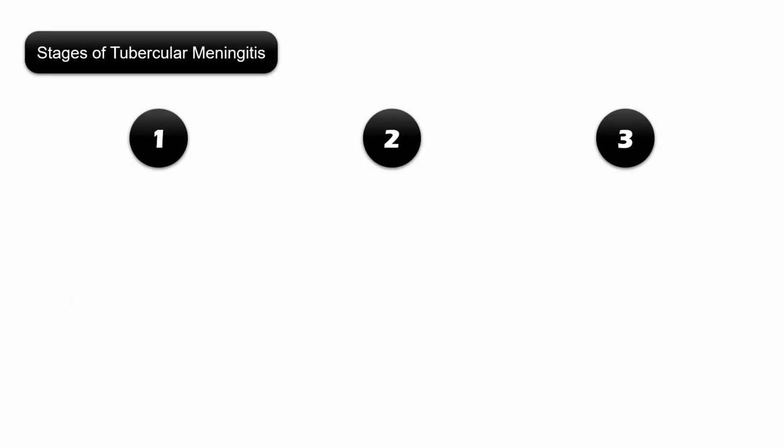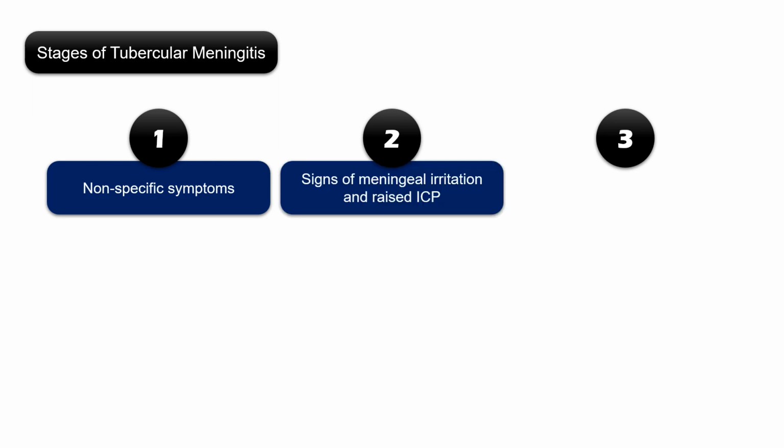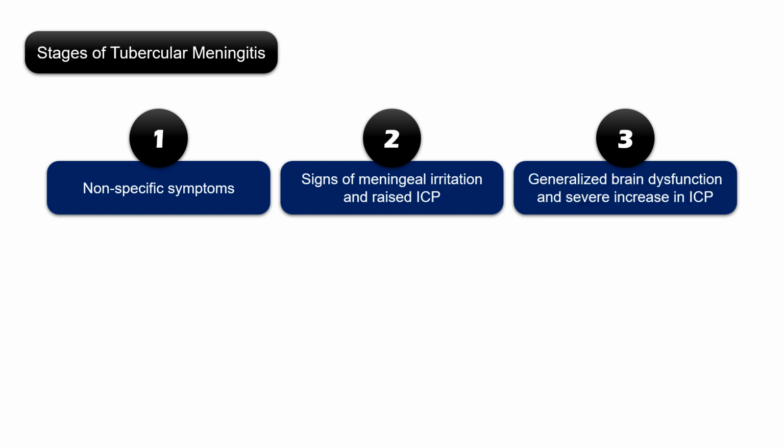So as we discussed, tubercular meningitis happens in 3 stages. In the first stage, there are non-specific symptoms. In the second stage, there are signs of meningeal irritation and raised intracranial pressure. And in the third stage, there are signs and symptoms of generalized brain dysfunction and severe increase in intracranial pressure. So this is the 1, 2 and 3 stage.